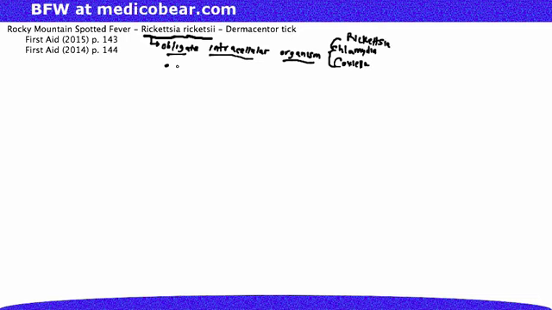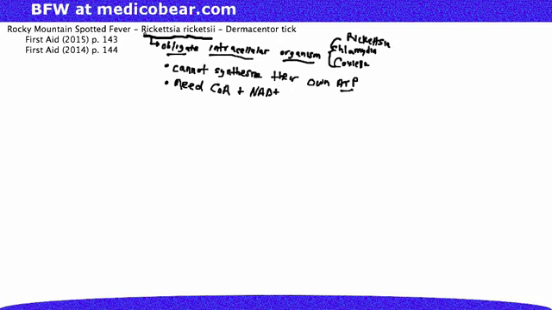So Rickettsia cannot synthesize their own ATP. They need to get their ATP from their host cell. So First Aid makes a note that they need some way of getting CoA and NAD+ from the host cell.